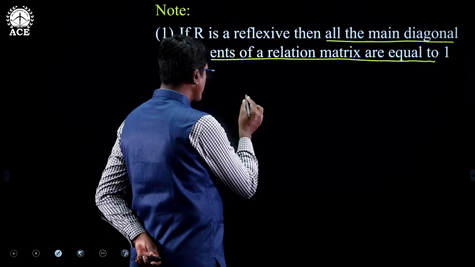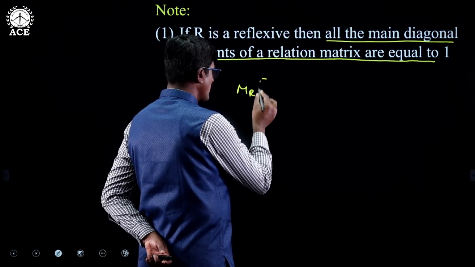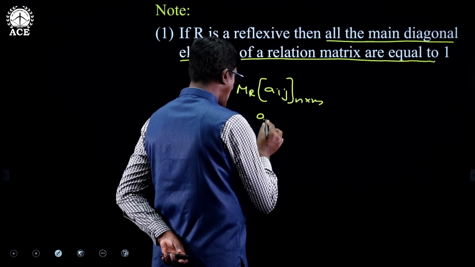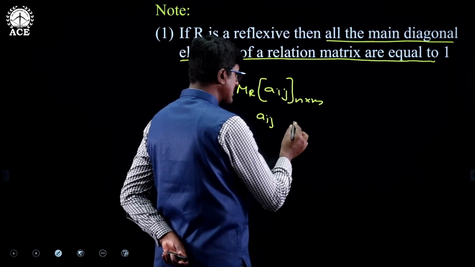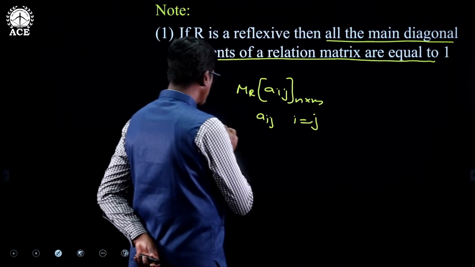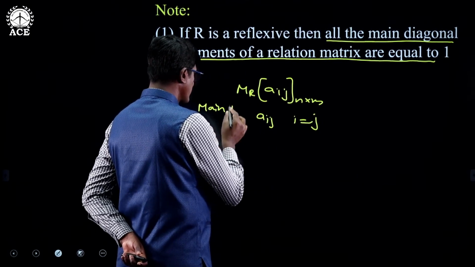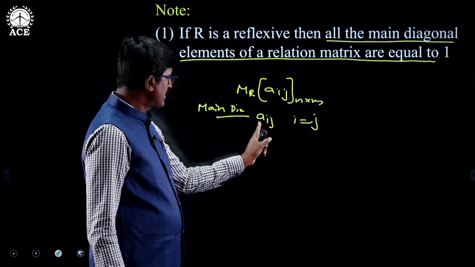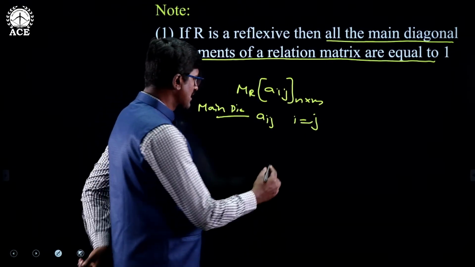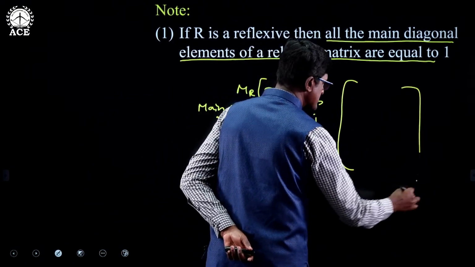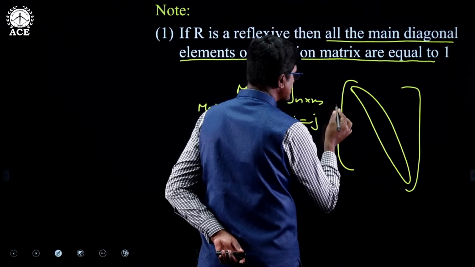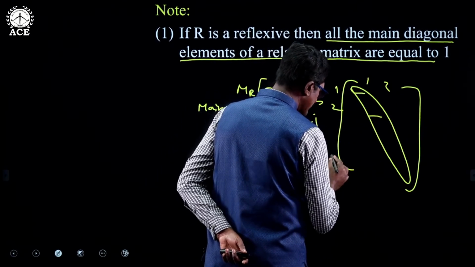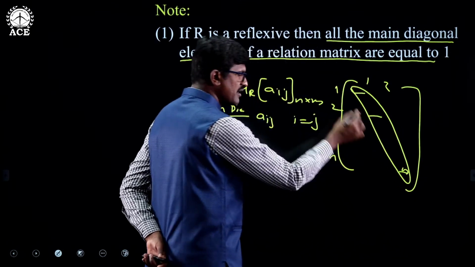Main diagonal means, if you take the matrix representation A = [a_ij] of order N cross M, the elements a_ij for i equal to j are called main diagonal elements. When we take the matrix representation, these elements are called main diagonal elements because this represents (1, 1), this represents (2, 2), and like this (n, n). This is called the main diagonal.